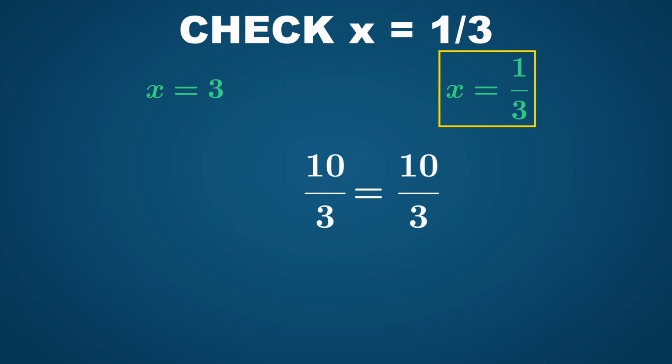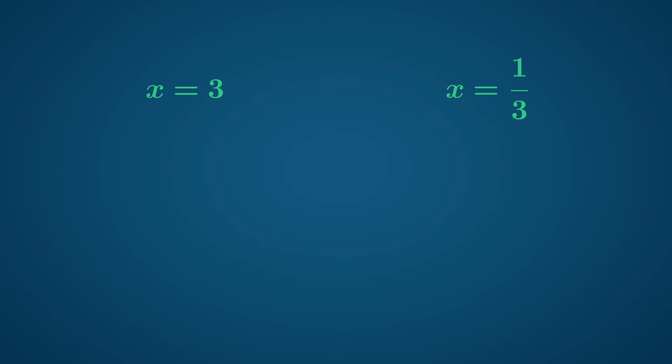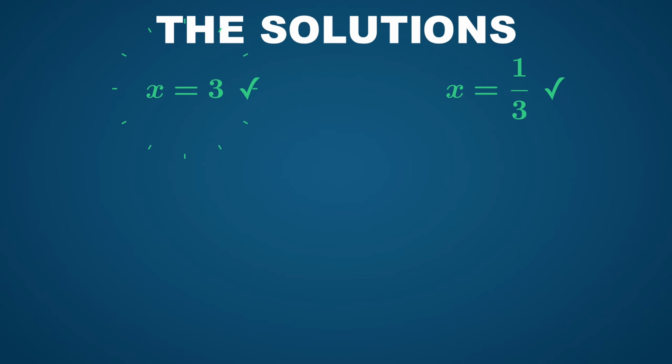The calculated result is undeniably the fraction 10 divided by the number 3. This also completely perfectly matches the required target value on the right side. The fractional solution x equals 1/3 is verified and mathematically confirmed. Our final complete mathematical solution set contains the numbers 3 and 1/3.